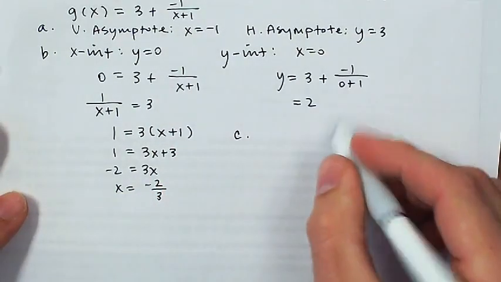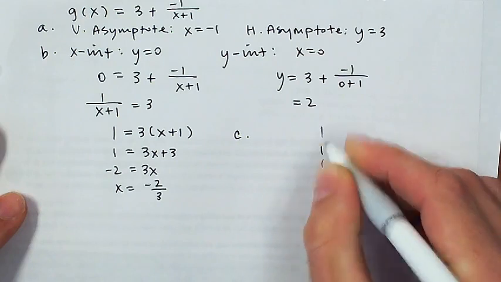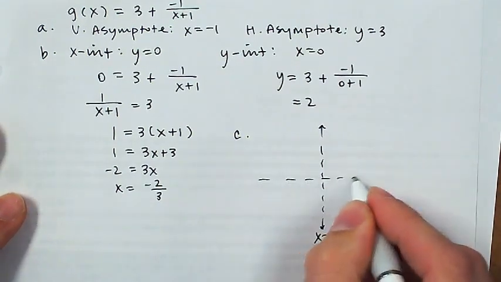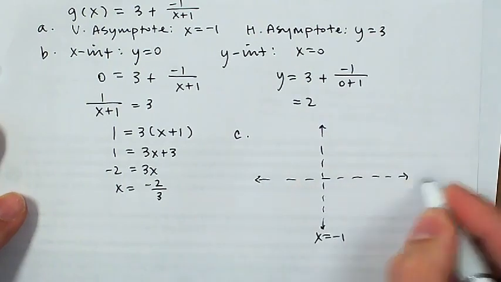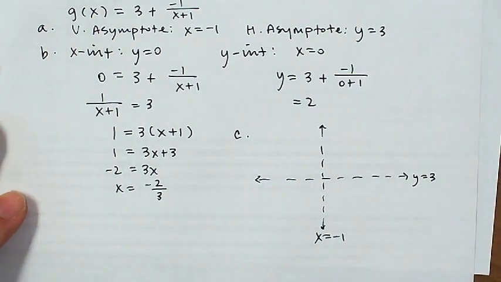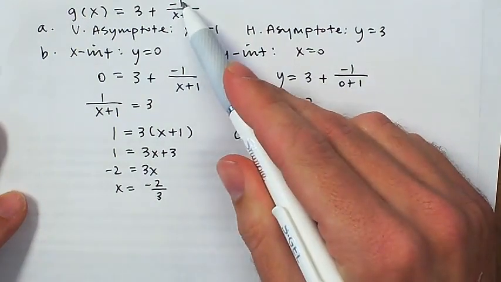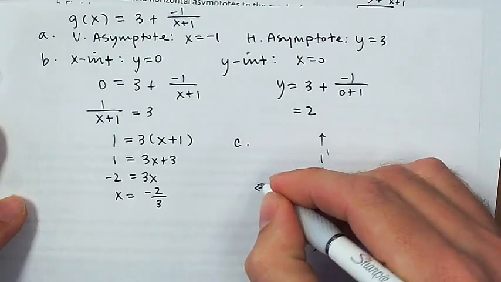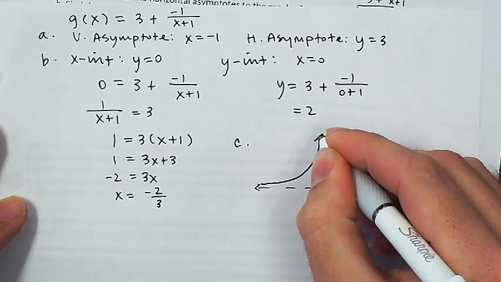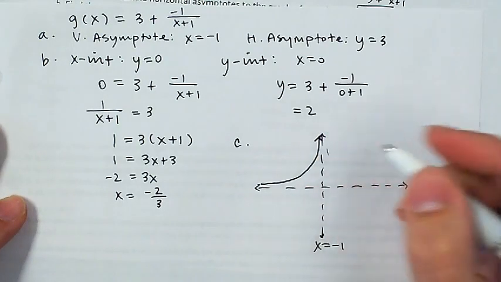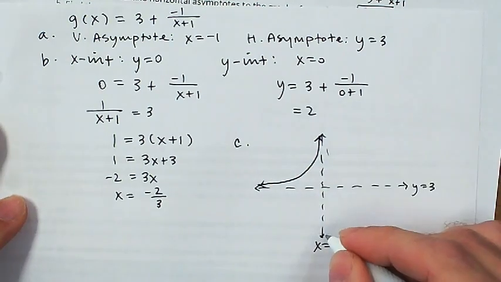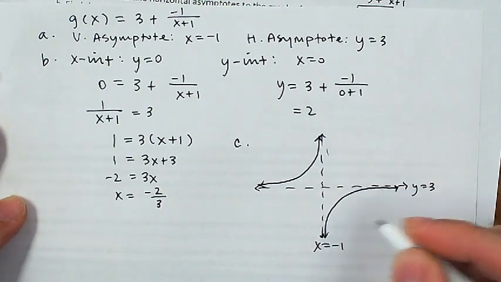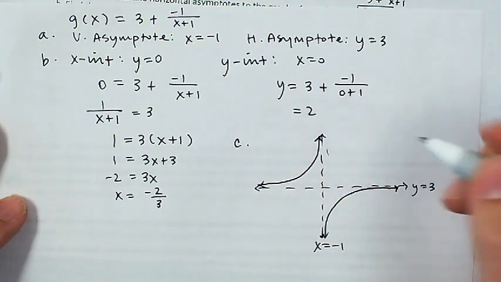Okay, I've got a vertical asymptote, x equals negative 1. Let's sketch that. Horizontal asymptote, y equals 3. This is a negative 1 over x graph, because that's negative 1 over x plus 1. So instead of occupying these two quadrants, it's going to look like that. Just making sure I did it correctly on the other one. And then I'm going to sketch in the axes after that.